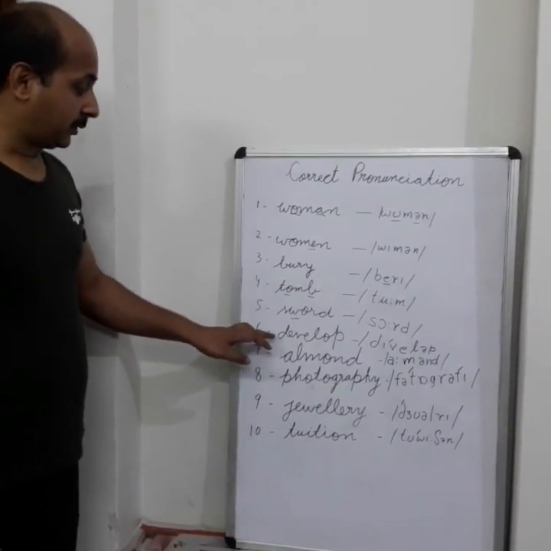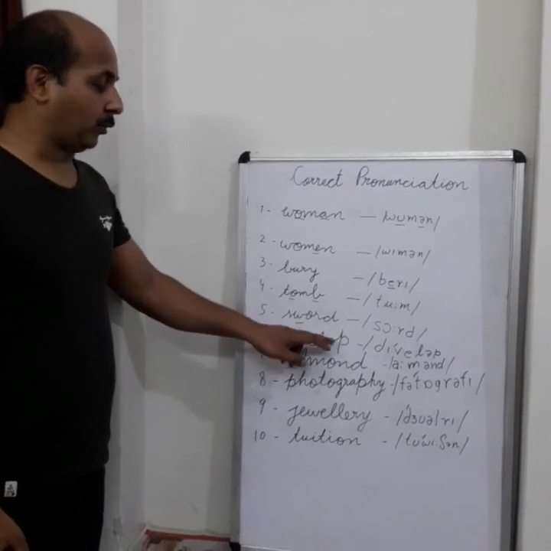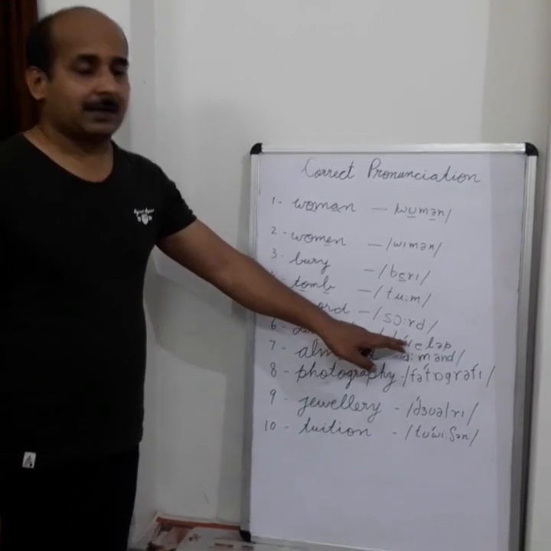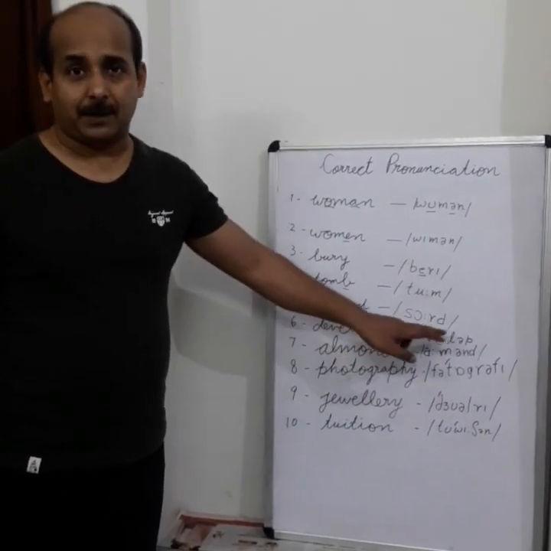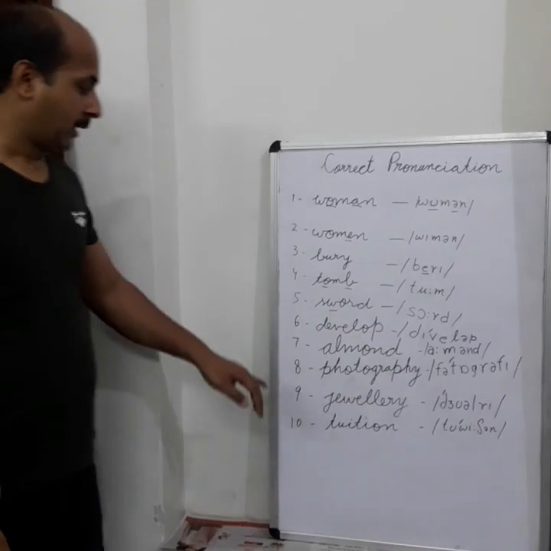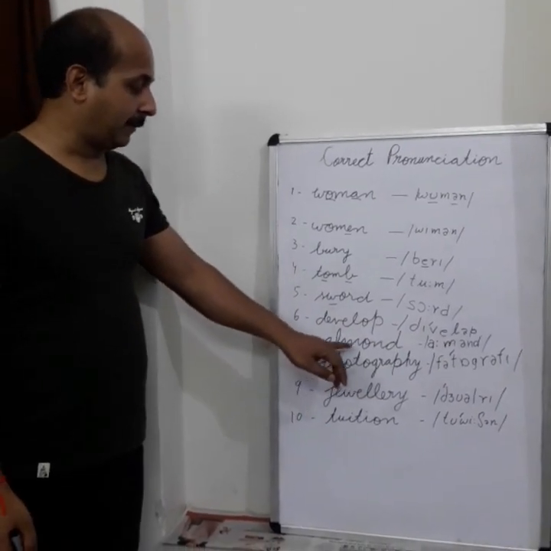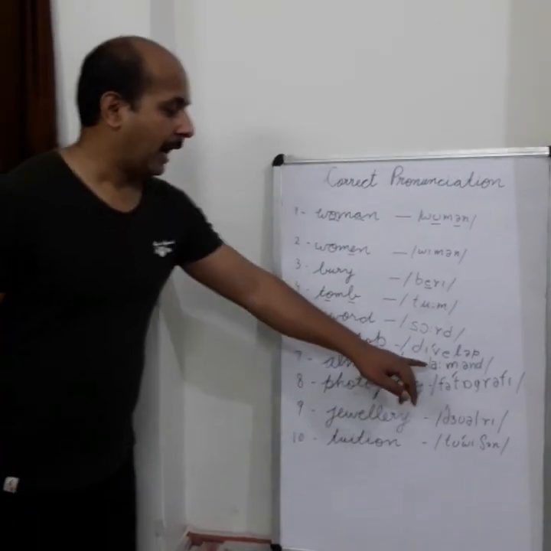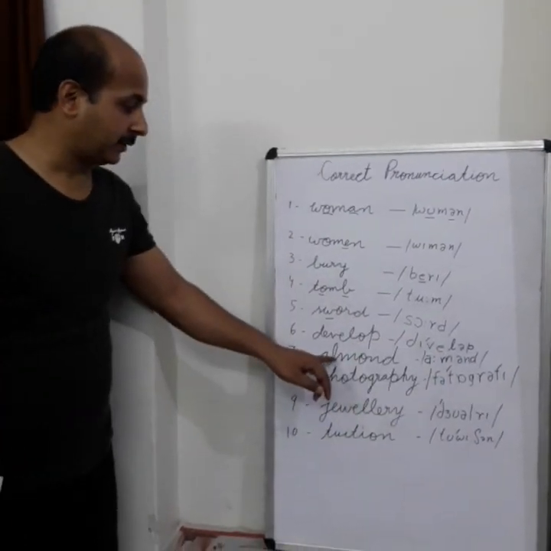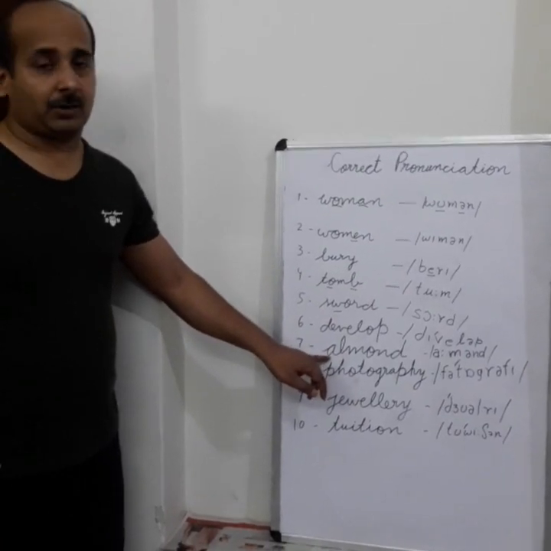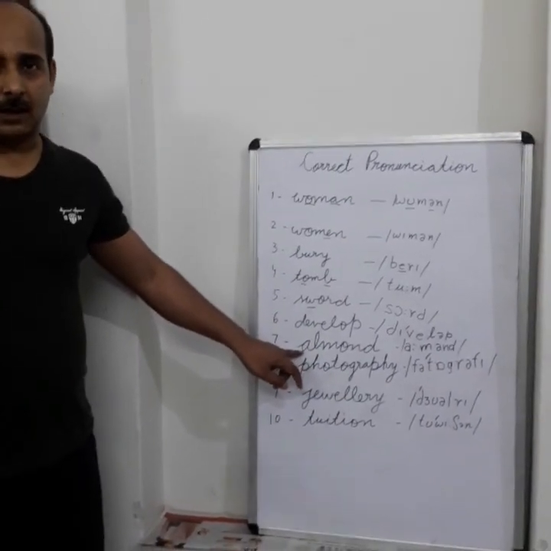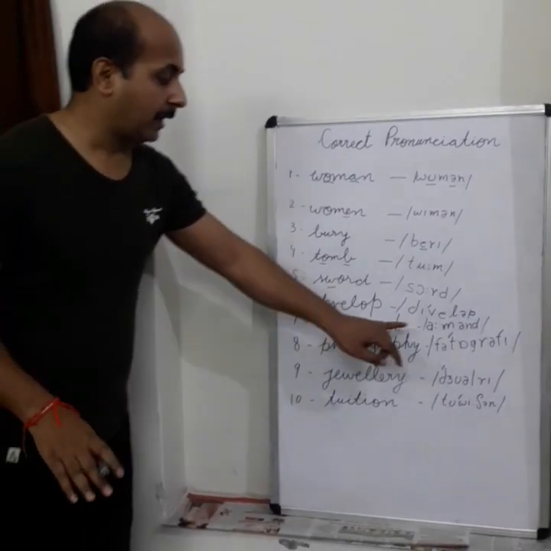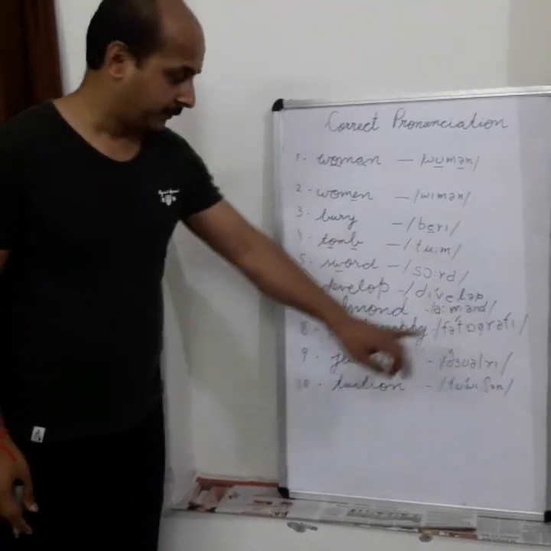Moving on to the sixth word, develop. We have already discussed it. The stress is on the second syllable and it is pronounced as develop, not develop. The seventh word is almond. It is pronounced as almond. L is silent, and this is not A. This is not almond or almond. The L sound is silent. It is dropped, and the correct pronunciation is almond.